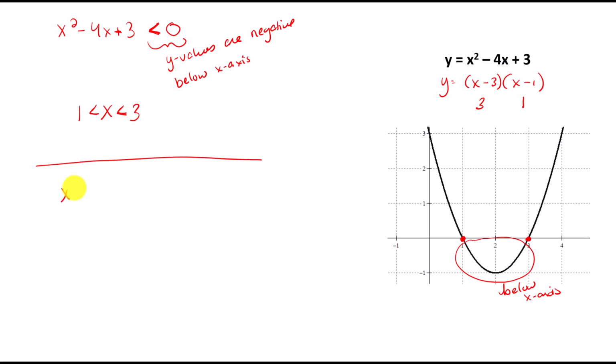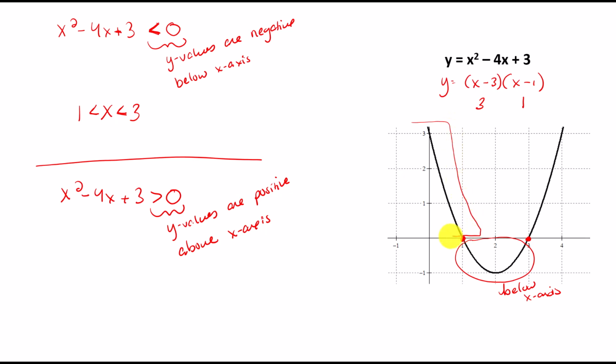We could be asked, when is x squared minus 4x plus 3 greater than 0? And greater than 0 means y values are positive. Another way to think about that is we are looking for the part of the graph that is above the x-axis. And you can see on this graph that this part of my graph is above the x-axis.